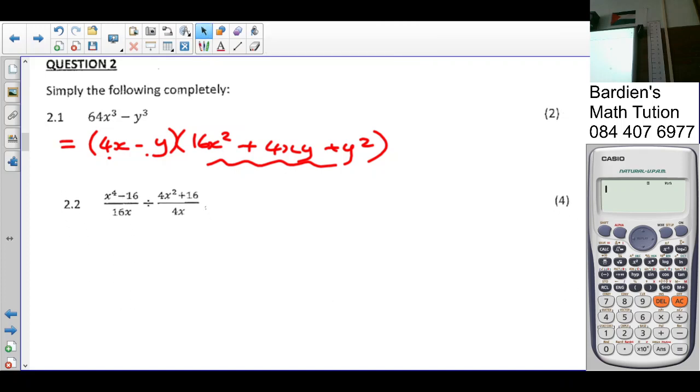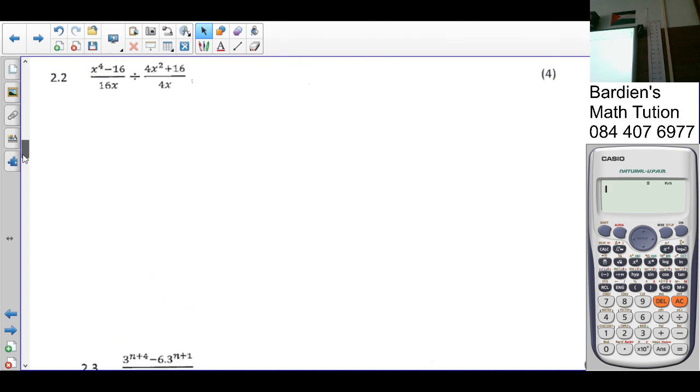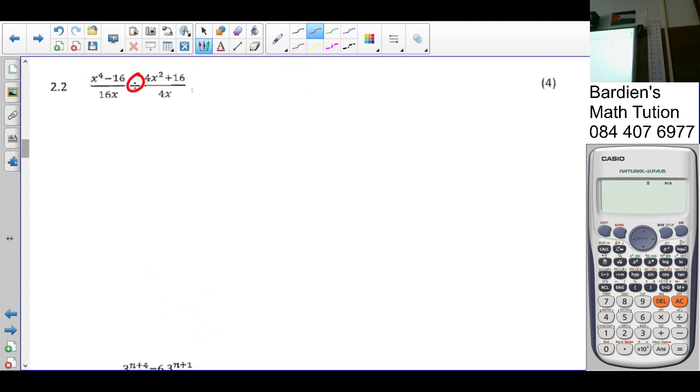The next one, in 2.2.2. We need to change that to multiplication, so we'll tumble and times that. Not so? So at the bottom, I'm going to take out 4x as a common factor. I'm left with x squared plus 4. You all okay with that?